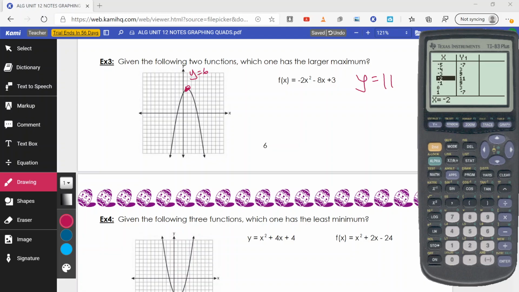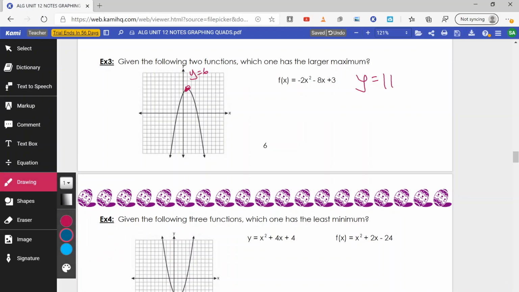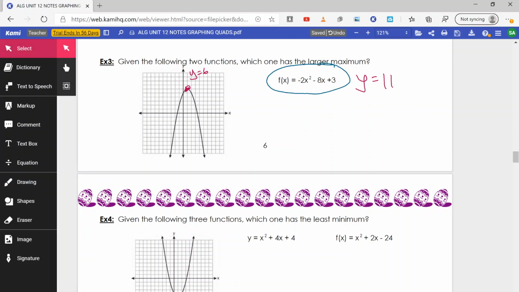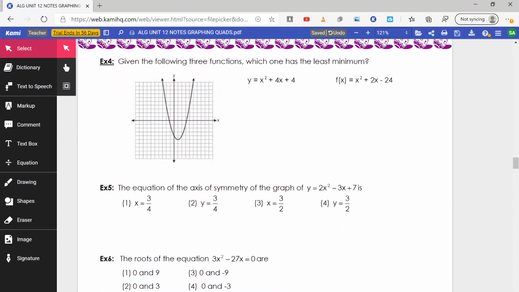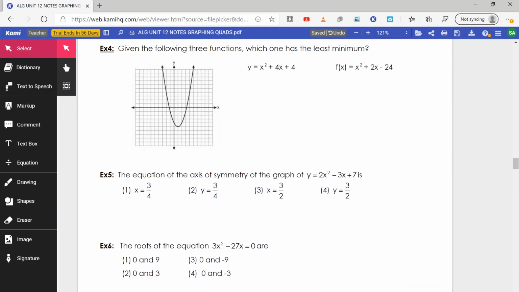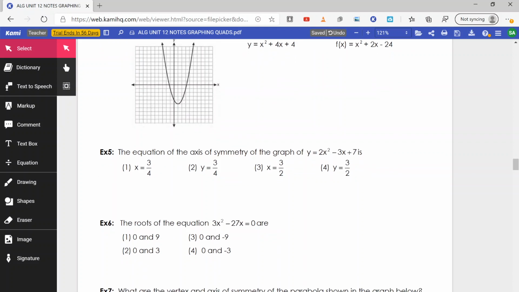So which of the two has the larger maximum, 6 or 11? Well, last time I checked, 11 is bigger than 6. So the equation has the larger maximum. Now number 4 is very similar, except it's asking which one has the least minimum. You would do the same thing we just did in the other problem. Figure out the y values. In this case, it would be the lowest y values, and which one is the lowest of the three would be our answer.